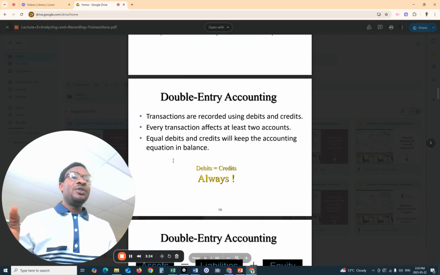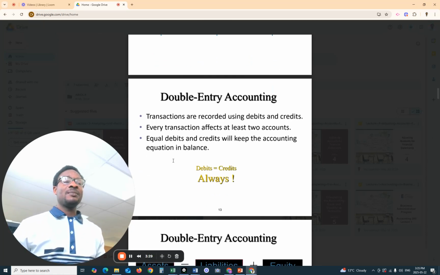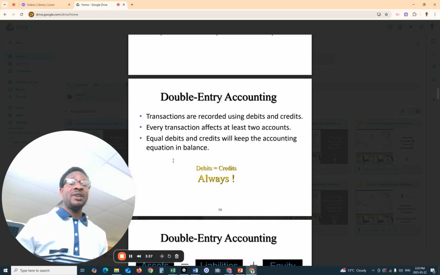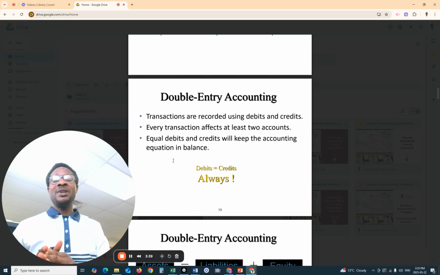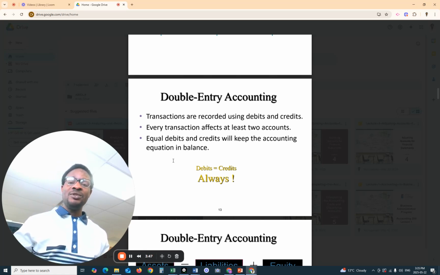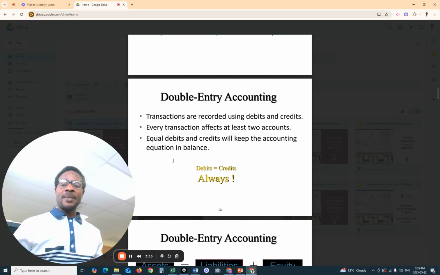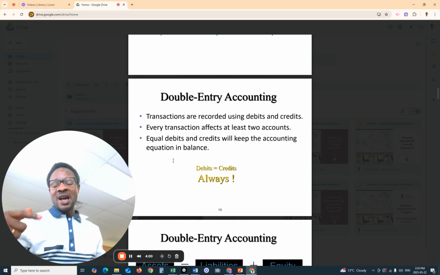Now, we move to the double entry accounting part. Transactions are recorded using debits and credits. Every transaction affects at least two accounts. Equal debits and credits will keep the accounting equation in balance, which basically means every time a transaction happens, two entries are made. An entry is given, another entry is receiving. So there must be at least one entry for each of the receiving and the giving sides, which means when something is given, it is received by another person, and vice versa.